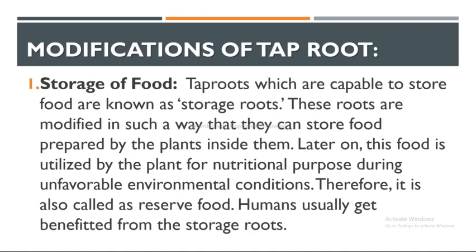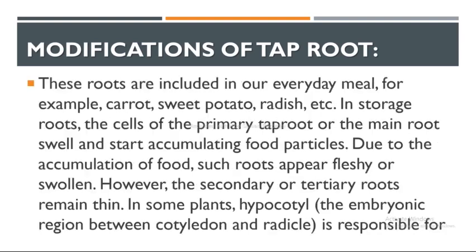Taproots which are capable of storing food are known as storage roots. These roots are modified in such a way that they can store food prepared by the plants inside them. Later on, this food is utilized by the plant for nutritional purposes during unfavorable environmental conditions. Therefore, it is also called reserve food, so humans usually benefit from these storage roots. These roots are included in our everyday meal, for example carrot, sweet potato, radish, etc.